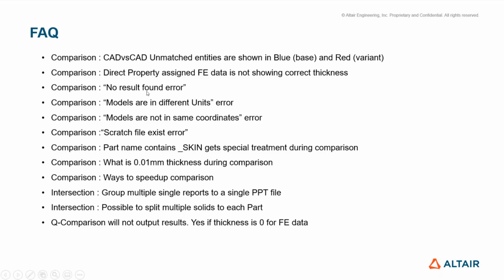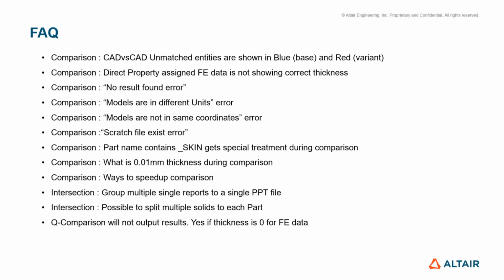And the third one is no result found error repeatedly seen. This error comes when the comparison happens and match percentage is 0 for all of the parts. There could be so many reasons. Some of the reasons are mentioned in the below places. For example, model units are different. You will get this kind of error because left-hand side model might be millimeter, right-hand side model could be meter. And if you try to compare it, it will not compare and it will say the units are different and you will not get the results. And it will say no result found.